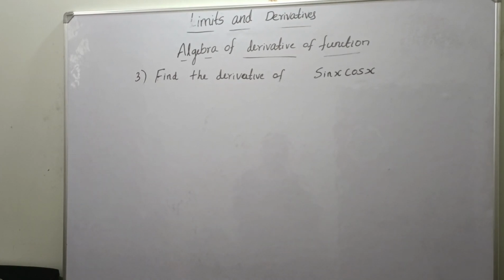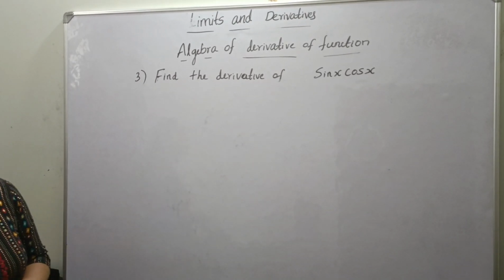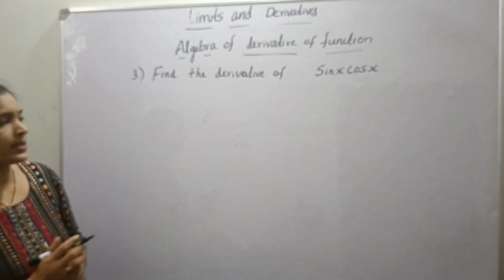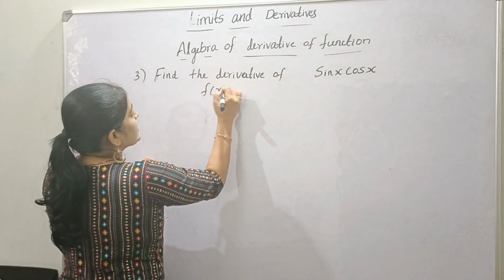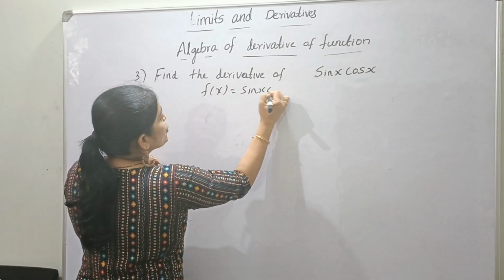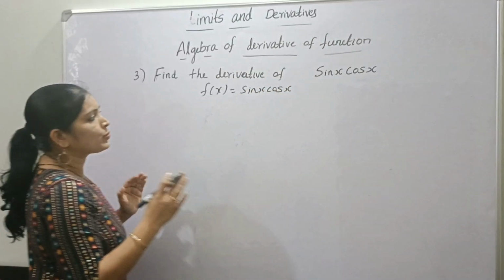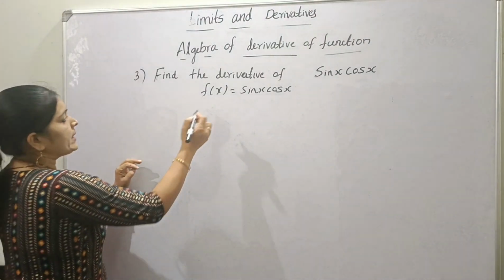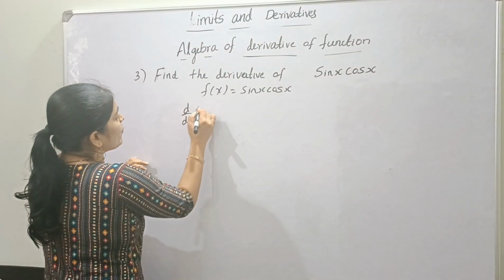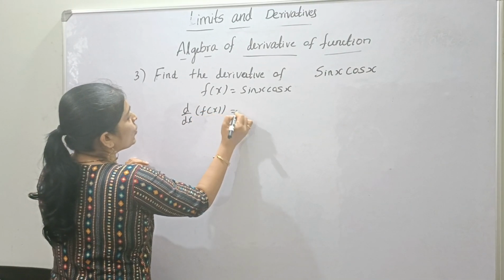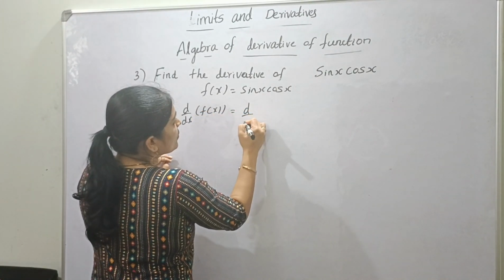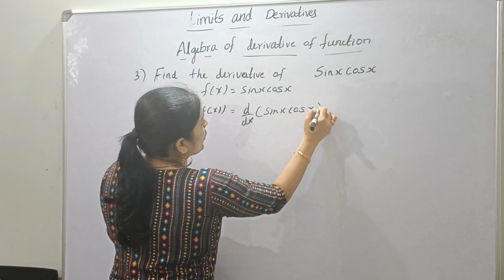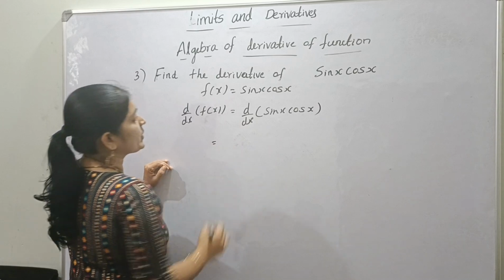The next question is, find the derivative of sin x into cos x. See, here the given function is of the form product of two functions, right? So that is f of x is equal to sin x into cos x. It is of the form product of two functions. So here we will apply product rule. That is d by dx of f of x is equal to d by dx of sin x into cos x. Okay. Apply product rule.